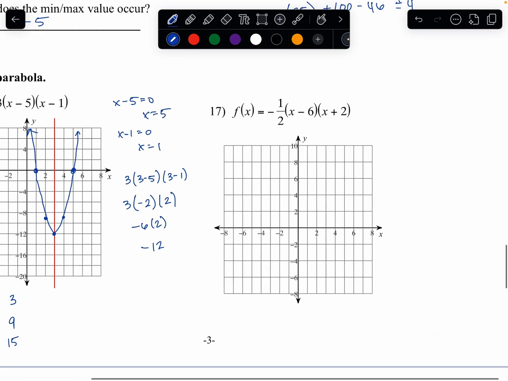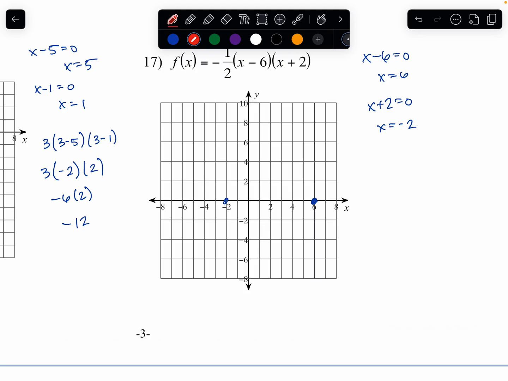Let's go to this one right here. So we have x minus 6, set that equal to 0. That means x will be equal to 6. That's going to be one of the x-intercepts. Then x plus 2, set equal to 0. Subtract 2, so x will be equal to negative 2. So right there. And this means that we're going to have a, let's see, 1, 2, 3, 4, 1, 2, 3, 4. So is that going to be at 2, I think? Hopefully I got this one right. 1, 2, 3, 4, 1, 2, 3, 4, okay.